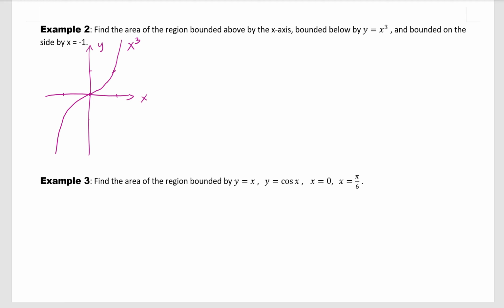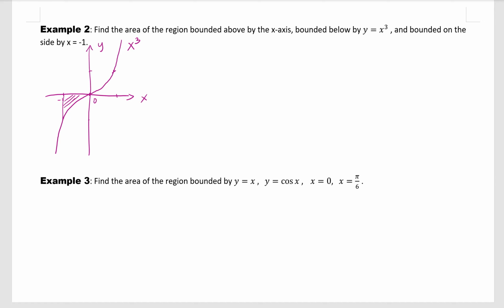We're looking for the region bounded below by x cubed. So it means x cubed is below that region, bounded above by the x-axis. So the x-axis is above that region, and bounded on the side by x equals minus 1. So we are looking at this region. Bounded above means the x-axis is above that region. Bounded below by x cubed means x cubed is below that region. And this is the region we're looking for.